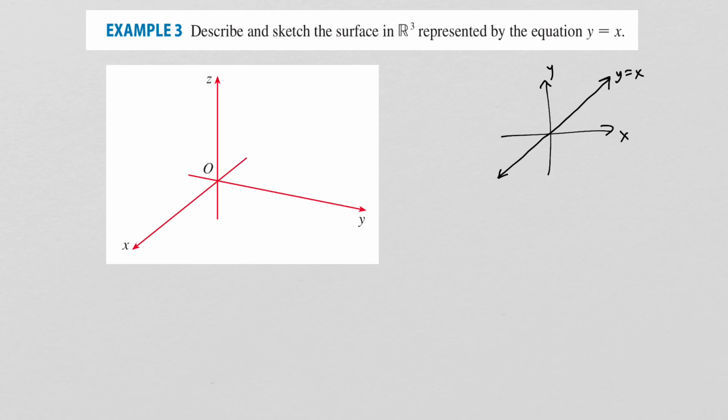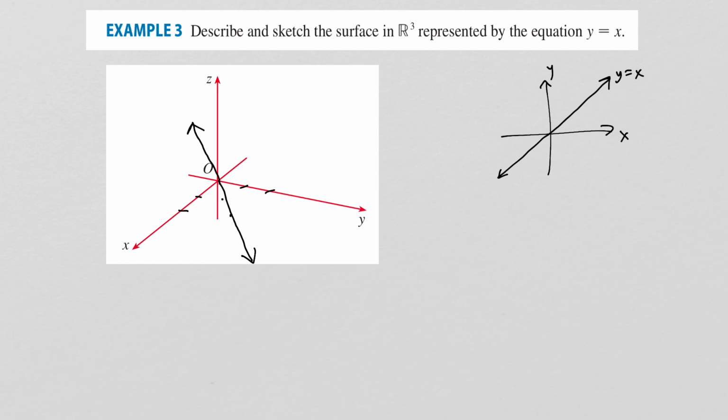So the line y equals x in 3-dimensional space, so here is your x-axis, here is your y-axis. We're simply going to pick all the points where x and y are equal to each other. So the point x equals 1, y equals 1, x equals 2, y equals 2, etc. would be this line here. And it would also extend in the negative direction.